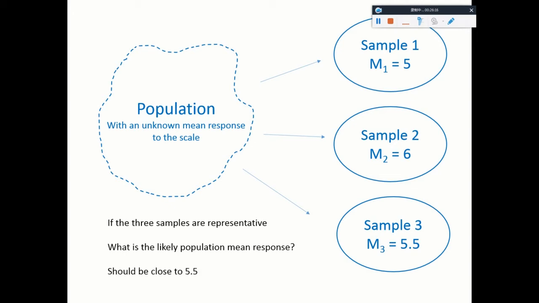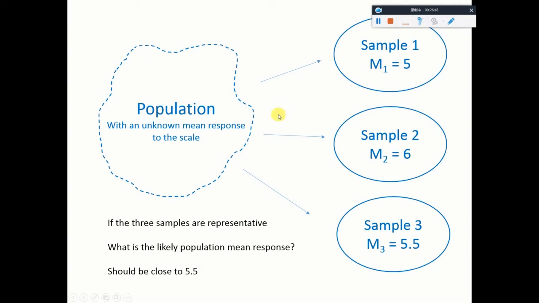You would say very likely, right? It's somewhere around 5.5. Perhaps slightly larger than 5.5. What you can do is simply take the mean of these 3 values, and it should be somewhere close to this value. And if you have this conclusion, congratulations. That's exactly the logic of statistical inferences.